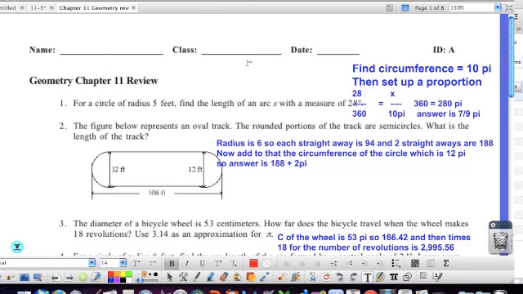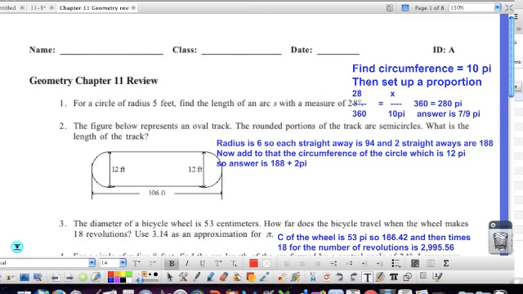For the first problem, for a circle with a radius of 5 feet, find the length of an arc S with a measure of 28 degrees. Since they don't ask you to use 3.14 or any approximation for pi, we're going to do simplest radical form, which would mean leaving it in terms of pi. Because we're finding the length of an arc, we need to find the total circumference. If the radius is 5 feet, the diameter is 10, and the circumference is 10 pi.